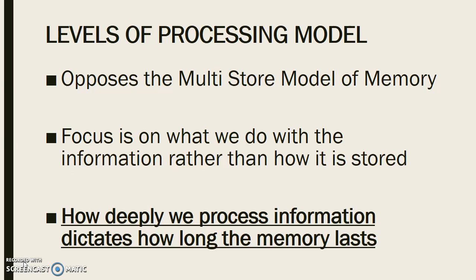The levels of processing model basically says rather than how we store it, they're going to look more specifically at what you do with the information and what it is about that information that allows it to be stored in the long-term memory. This is the key bit I've underlined here that you would need to make a note of: the function of the levels of processing model is that how deeply we process information dictates how long the memory lasts. So it's the depth of processing.